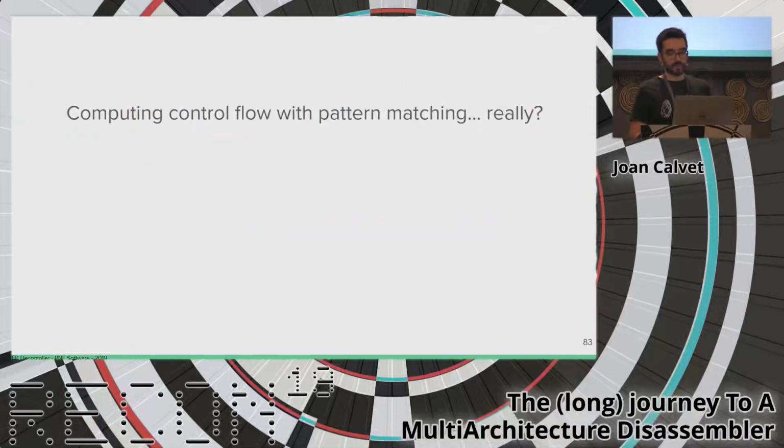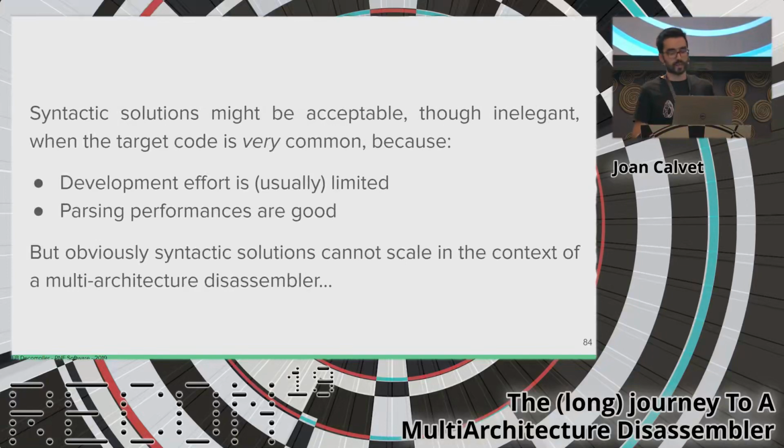Now, at this point, you might feel a bit outraged to see a complex problem such as control flow reconstruction tackled with such basic syntactic approach. Clearly, it's not elegant, and it is very specific to the compiler and the architecture. Nevertheless, I would argue that sometimes such approach might be acceptable when the target code is very common, like the Visual Studio x86 jump table implementation. It's in a lot of binaries out there.